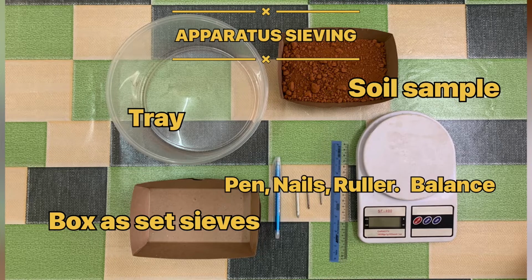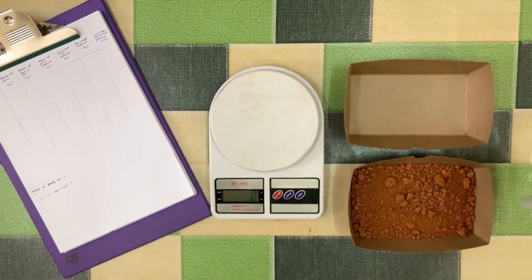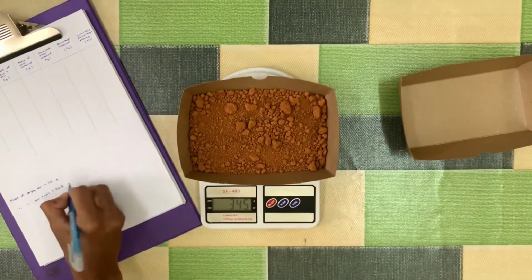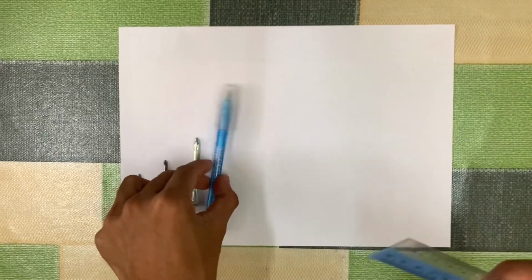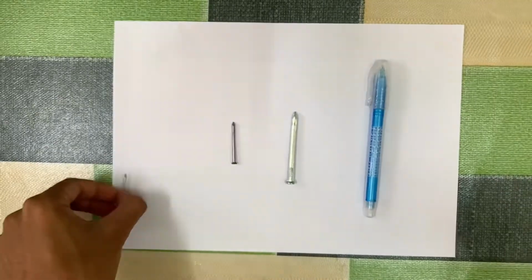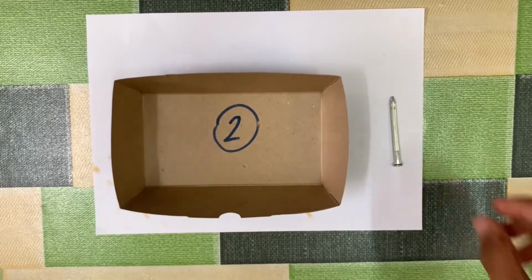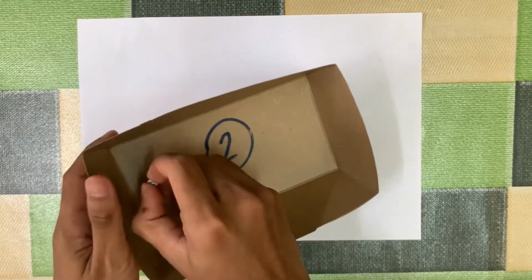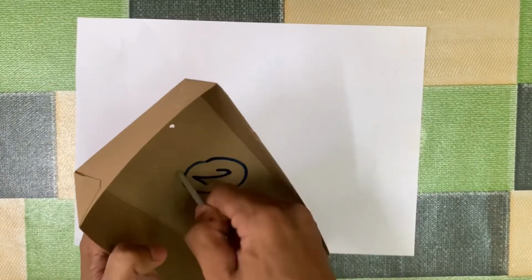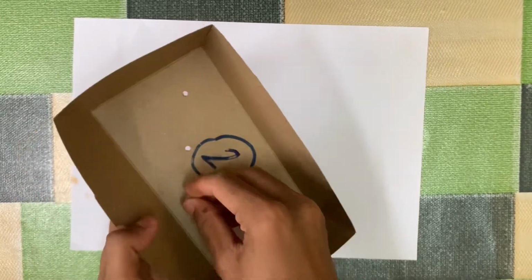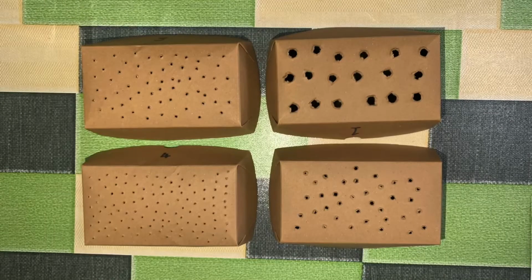First, I take the mass of the can and the mass of the can plus soil. Then, I take the diameter of the pen and nails that I will use to make the set of sieve. Next, I make holes using nail at the bottom of the box with different sizes, which are 1 cm, 0.4 cm, 0.3 cm, and 0.2 cm. So, this is the set of sieve that I will use for this experiment.